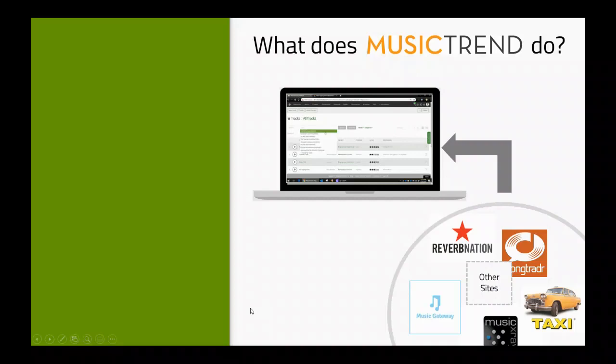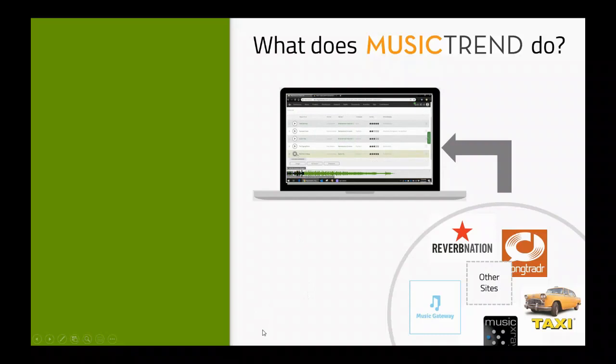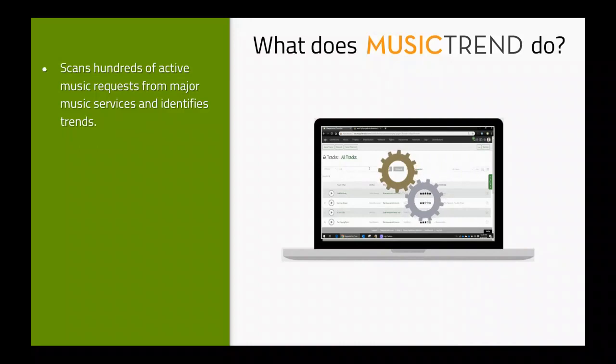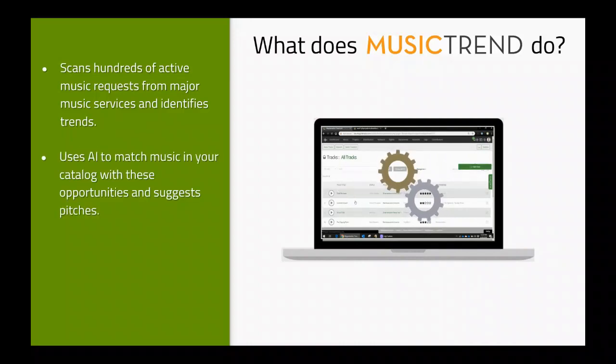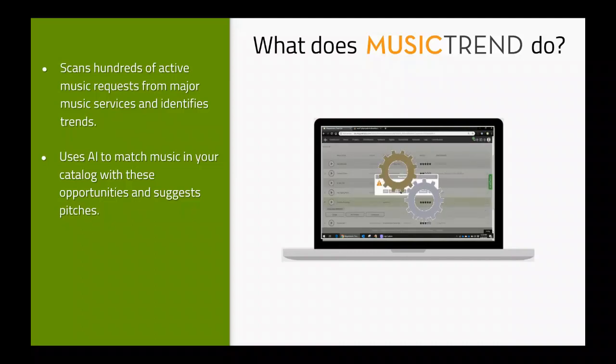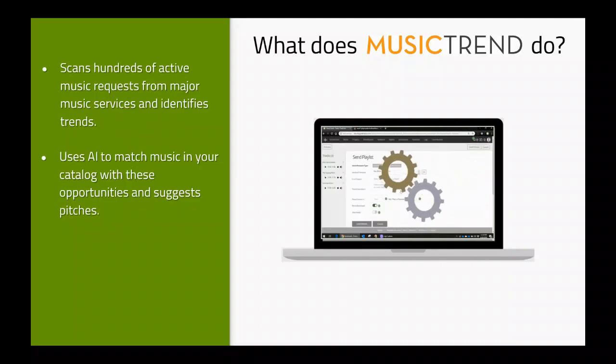So let's just go into this in a little more detail before I actually show you how it all works. So what does MusicTrend do? Well, really, it collects and scans hundreds of active music requests from music services worldwide, and it picks out what it thinks are trends. Then it uses its AI engine to match music in your catalog against these opportunities, and it suggests pitches. So if you have 200 songs in your catalog, MusicTrend might find 4 or 5 that it thinks are really strong matches for what somebody is asking for. And it makes it easy for you to pitch to them.